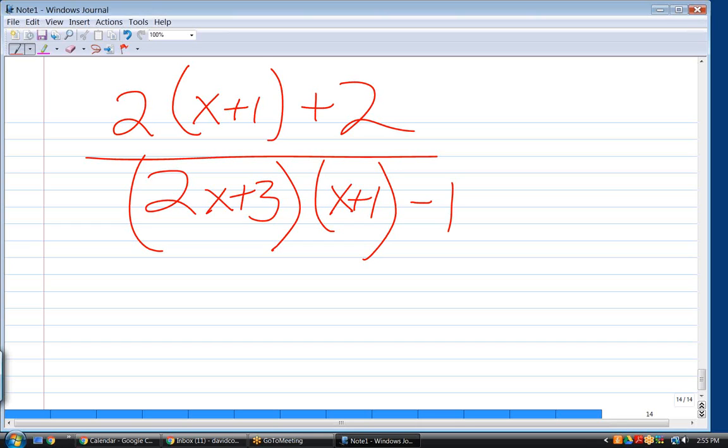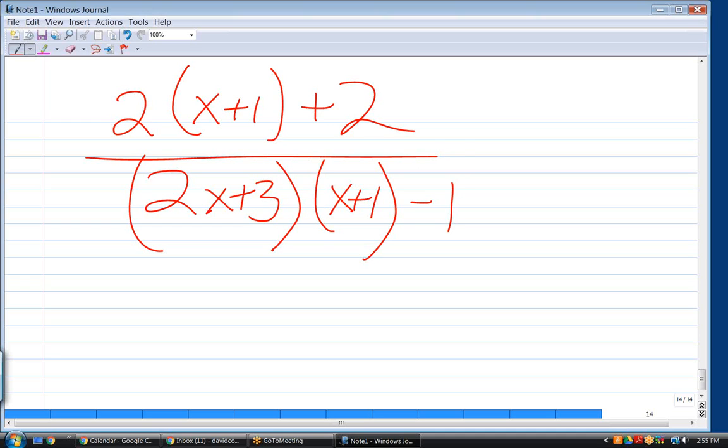You sure I've written it exactly the way it is on your paper? Yes. Okay. Well, notice, first of all, I cannot cross out the x plus 1, because this x plus 1 up here has 2 being added to it, and this x plus 1 down here has 1 being subtracted from it. So I cannot make that cancellation.